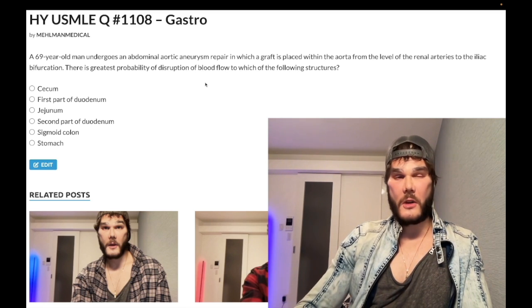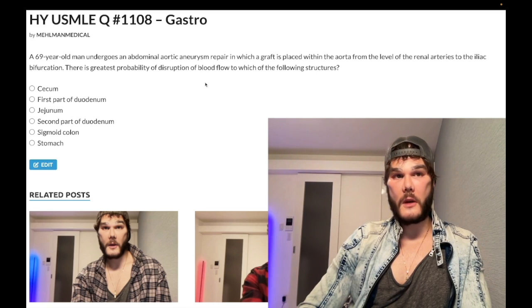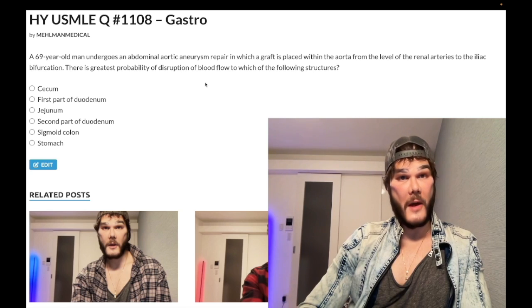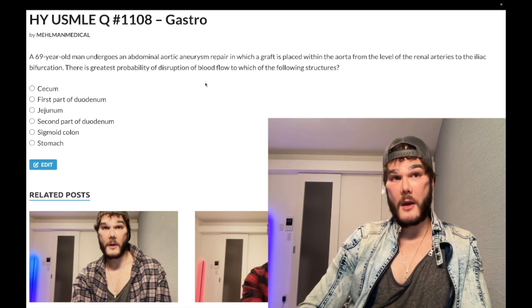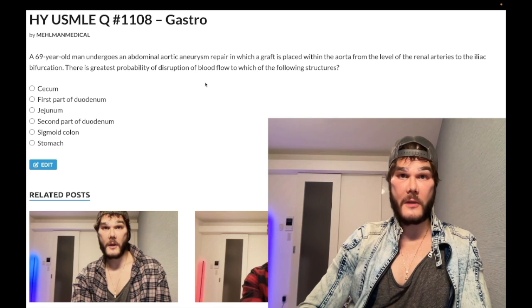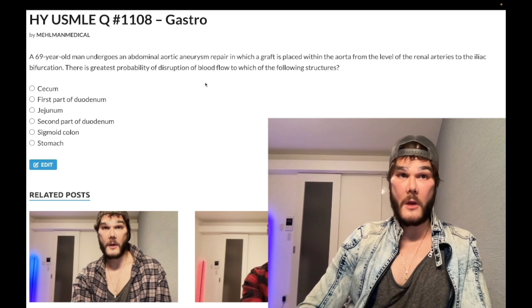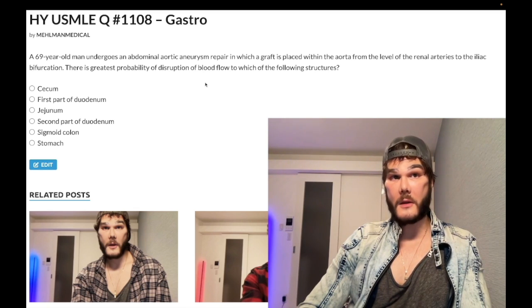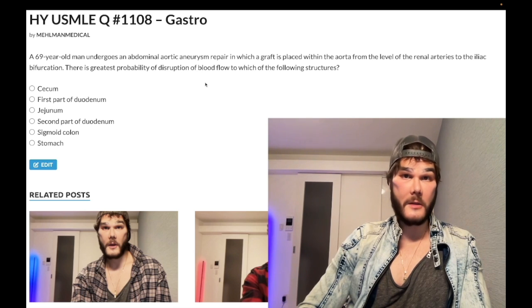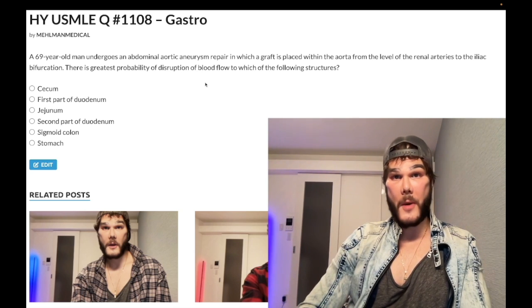Choice A. Actually, I'll just give you a little bit more context. So the celiac trunk, coming off of that, you've got the splenic artery, the common hepatic and the left gastric, and that supplies the foregut. The foregut goes from the esophagus to the first part of the duodenum. The SMA supplies the midgut, which goes from the second part of the duodenum until 2/3 distally across the transverse colon. The IMA supplies the hindgut, which goes from the last third of the transverse colon to the upper part of the rectum.